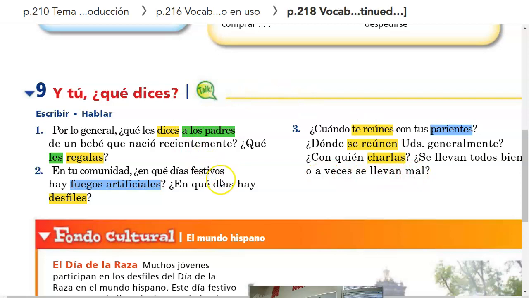So those are the questions and the ways that you can respond to each of those for the ¿Y tú qué dices? Using the key vocabulary from pages 212, 213 in an authentic context, talking about you and your family's experience.